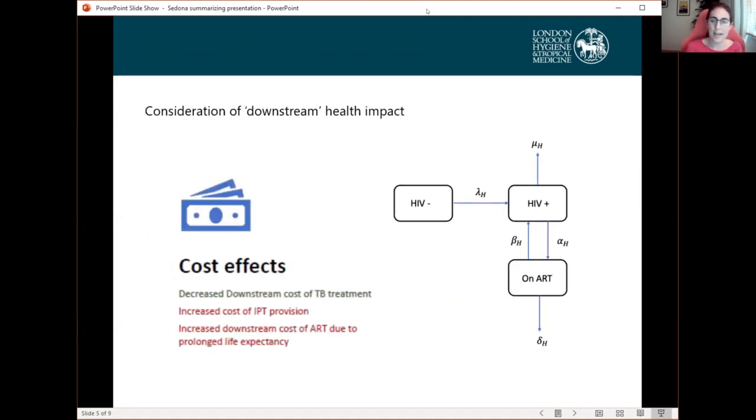The other thing is consideration of downstream health impact. So we saw in Jinyi's presentation that providing IPT decreases the cost of TB treatment, but increases the cost of ART due to prolonged life expectancy. This makes sense, especially in the context of preventive interventions, where we do need to start thinking about optimization and including a wider variety of illnesses. It's not a vertical world. Nothing happens in a silo. So we do need to consider what else is going on for these patients.